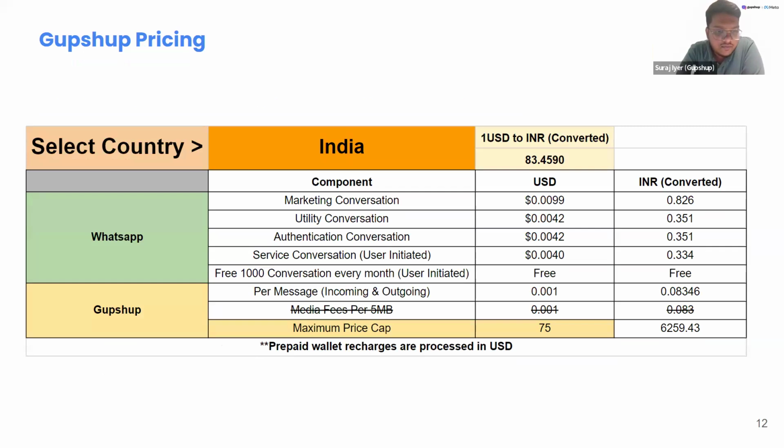Yeah, go ahead. I was just asking, what is the definition of message for Gupshup? When we say per message, the cost is 0.08346. What is the definition? How do we define message? Is it based on number of words or the length of the message? What I'm trying to understand is, if I have a long message and I divide it into two short messages, my cost would increase. Am I right?